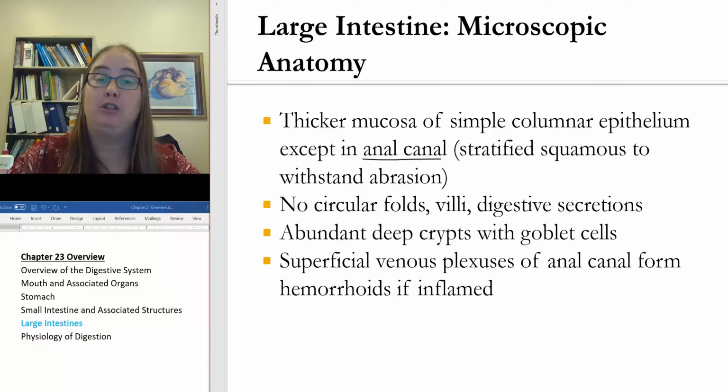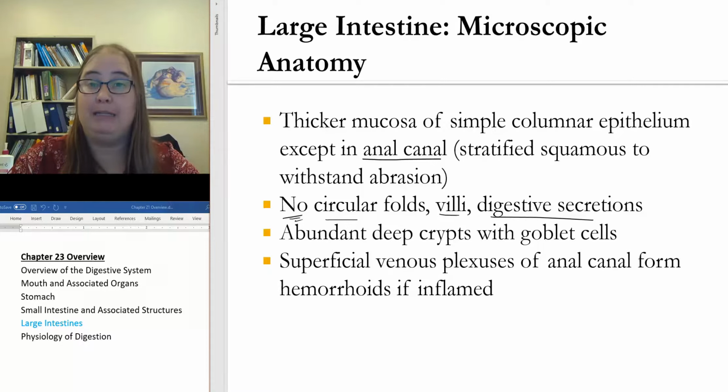However, the large intestines have no circular folds, no villi, and no digestive secretions. That right there should automatically tell you what the large intestines does not do. It carries out very little or no absorption. We're not worried about absorption here, because it doesn't have any of those features needed to increase absorption or surface area.